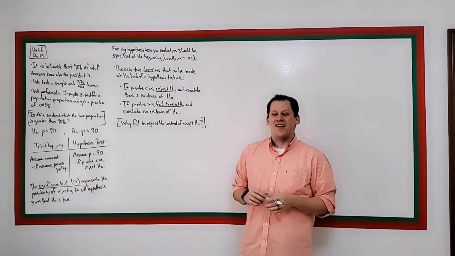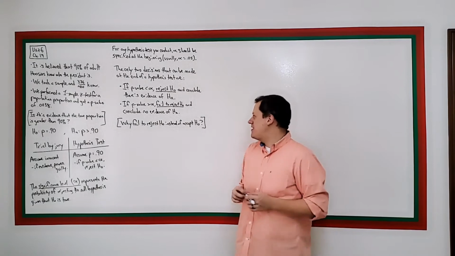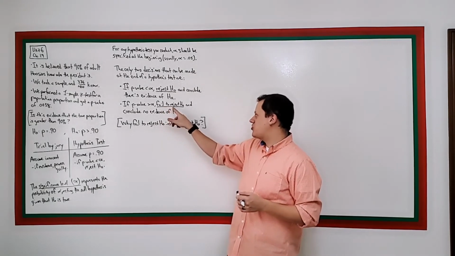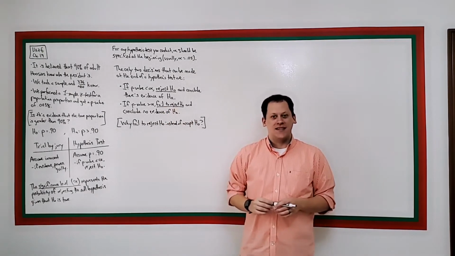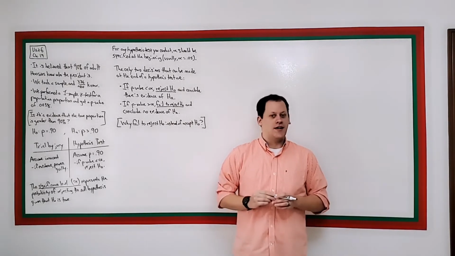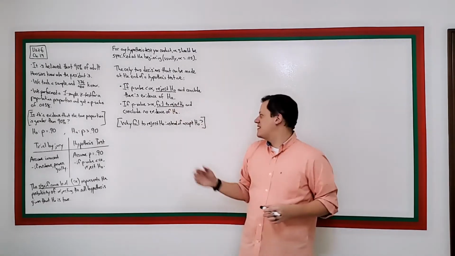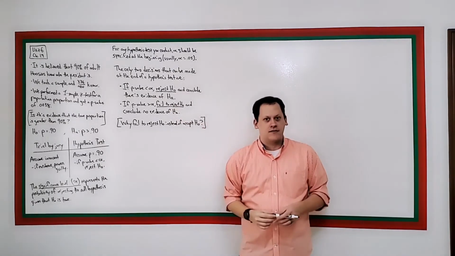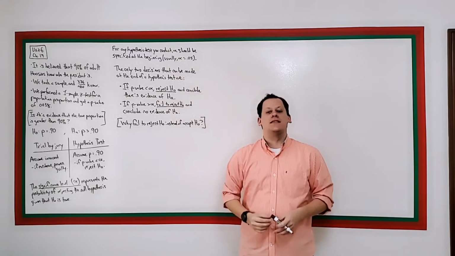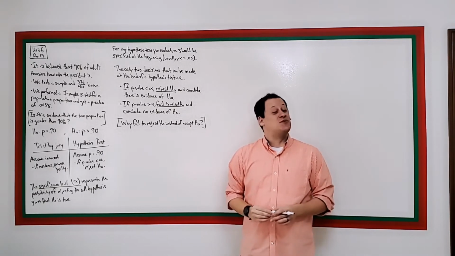Some of the more grammatically sound of you might be thinking that failing to reject the null hypothesis is like a double negative or something. It just doesn't sound right. So why are we saying we fail to reject the null hypothesis instead of just accepting the null hypothesis? Don't those mean the same thing? The answer is no. They do not mean the same thing.